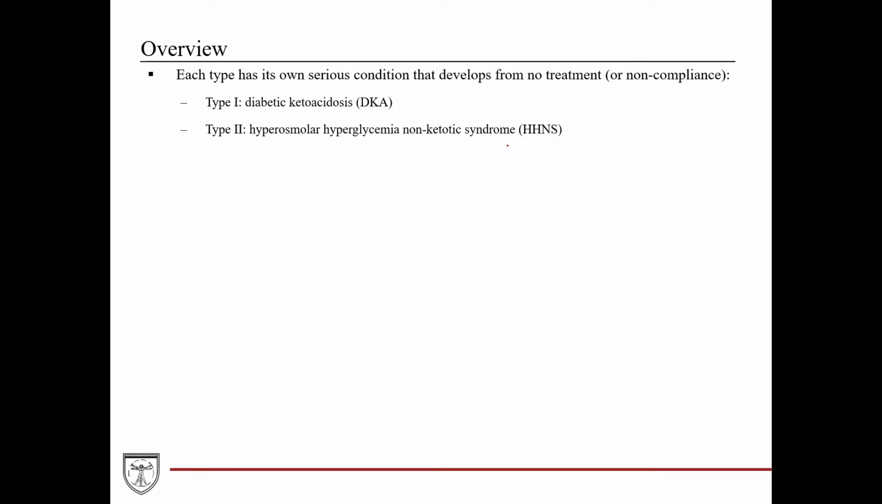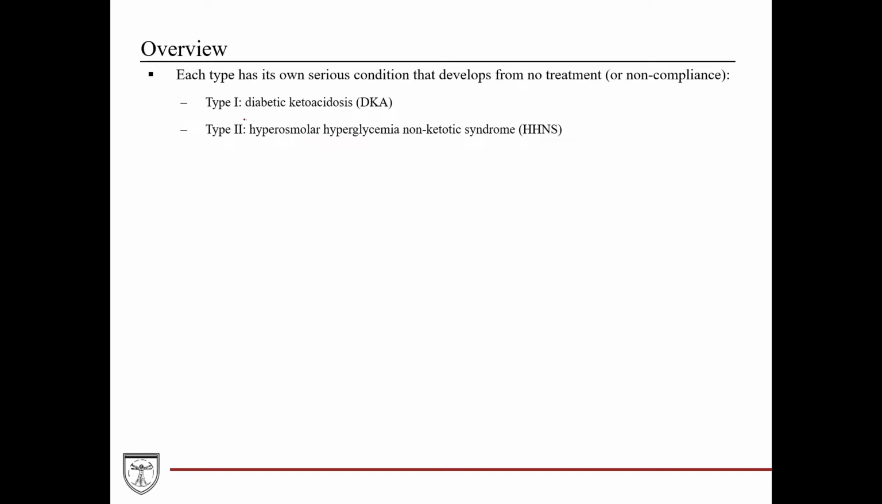Now, each type of diabetes has its own serious condition that develops either from no treatment, so it's often the initial presentation. The patient is living with this and ends up developing diabetes, and then they don't know it yet, and then eventually it progresses to the point where they develop one of these conditions, depending on which type they have. This also happens, unfortunately, if patients are non-compliant with their medications, meaning simply they don't take their medications, or they're unable to gain access to their medications for a variety of socioeconomic reasons. Regardless, they don't have the treatment, and then they end up, unfortunately, going back into one of these states.